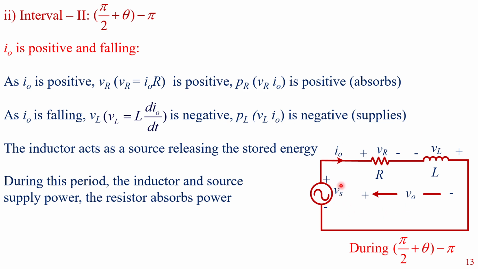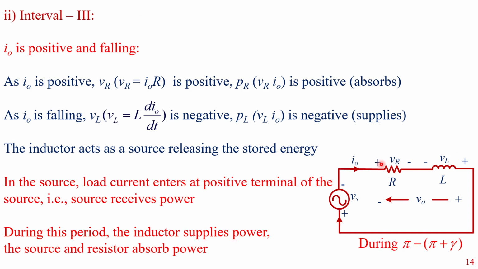In the source, the current leaves from the positive terminal, and the current enters at the positive terminal of the resistor, and in the inductor, the current leaves from the positive terminal. So during this period from pi by 2 plus theta to pi, the inductor and source supply power to the resistor.